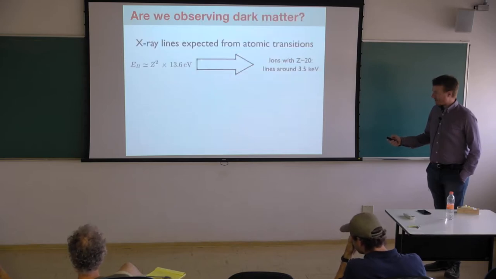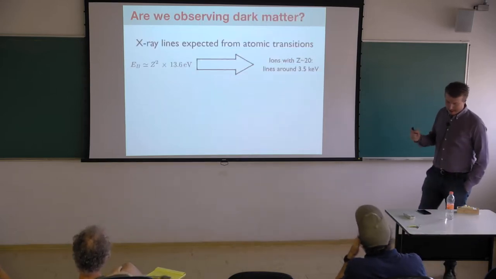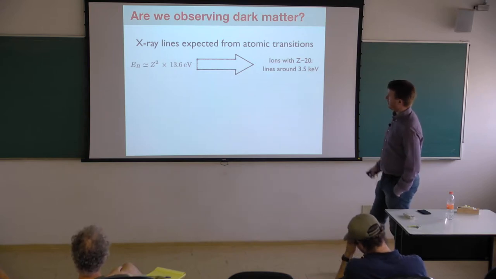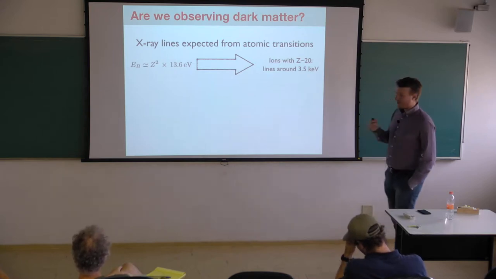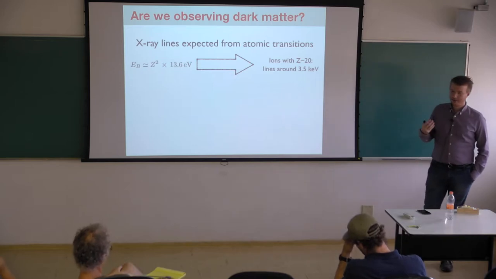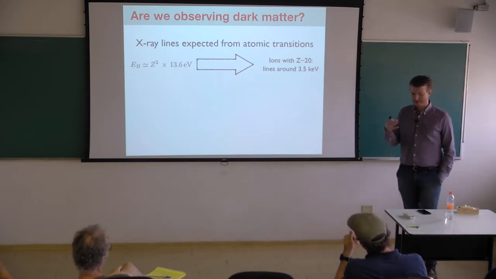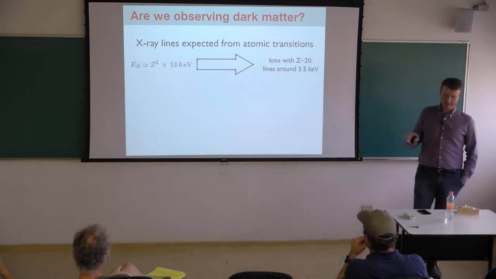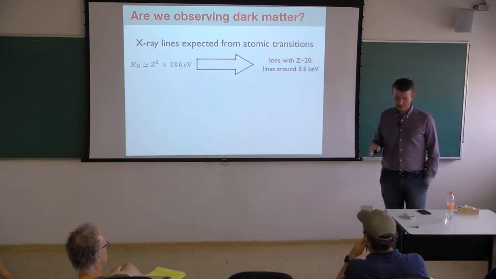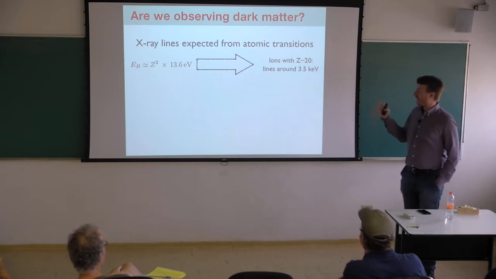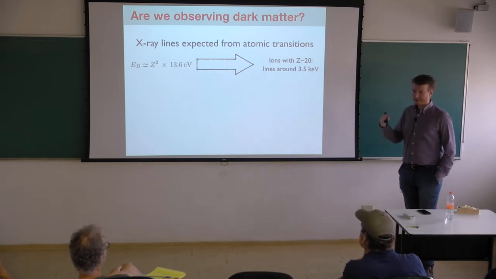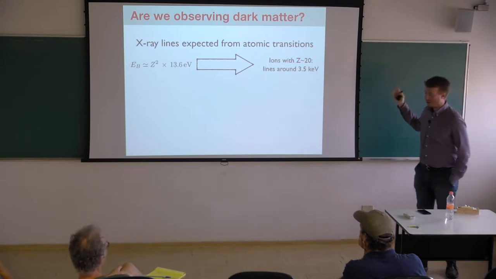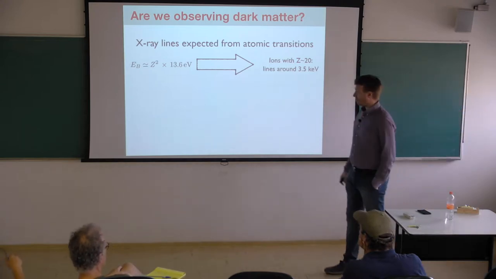But okay, so let's look at the line with a more critical spirit. If I see a line in the gamma ray region, hundreds of GeV, that's good, because unless my instrument is doing something wrong, there is no known astrophysical process giving me lines at such a high energy. It's hundreds of GeV.